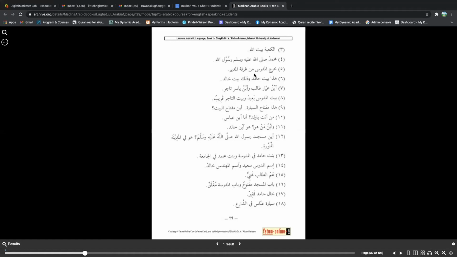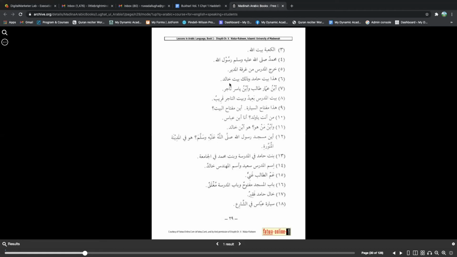Kharaja mudarrisu min. From, and this is a harf al-jar, so what happens to the word after the harf al-jar? It becomes majroor. So we can't say min ghurfatul mudiri. We can't use a dhamma because of the min, it has to become ghurfatil. It has to have a kasra. Min ghurfatil mudiri. The teacher left from the director's room or the manager's room. Okay, the person in charge. Min ghurfatil mudiri.